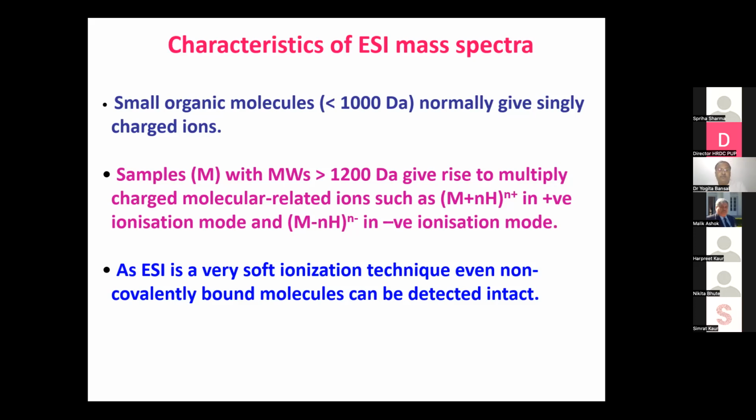ESI is a very soft ionization technique. Even non-covalently bound molecules can be detected intact. Because we are not impinging the molecule with electrons, the energy of the ion is not very high. That's why we call it a soft ionization technique, meaning the ionization technique is very soft on the molecule.